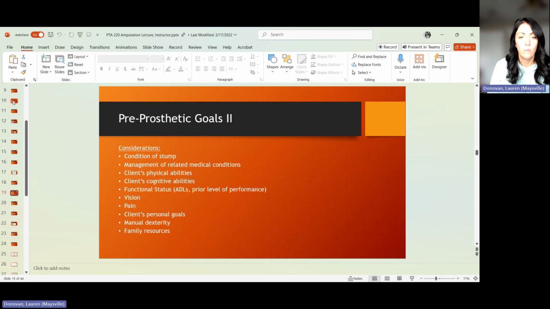Some other considerations, let's see if there's anything I haven't said already, but some other goals are being aware of their cognitive abilities, their physical abilities, their functional status, especially their PLOF, prior level of function, with ADLs, as well as how well their vision is, because that could play a big role in balance issues. How is their pain? What kind of assistance do they have at home? And do they have a supportive family?